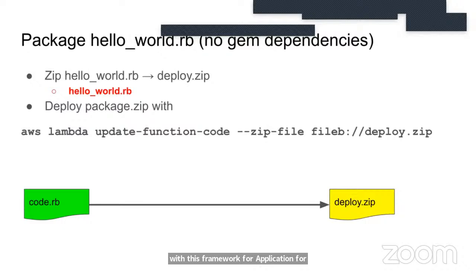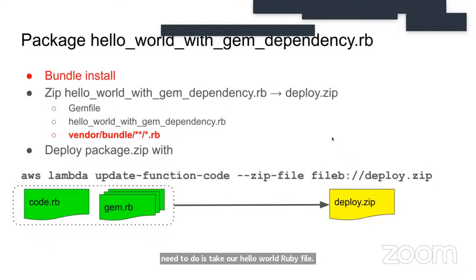First was how to package the code. If the code had been as simple as that example I showed you, all we would need to do is take our hello world Ruby file, zip it up, and deploy that zip file to AWS. In reality, most applications have software dependencies. In the case of Ruby, those are packaged as Ruby gems, and you use the bundle command to bundle up your gems into a vendor bundle folder. That structure then gets added to the zip file and is deployed.